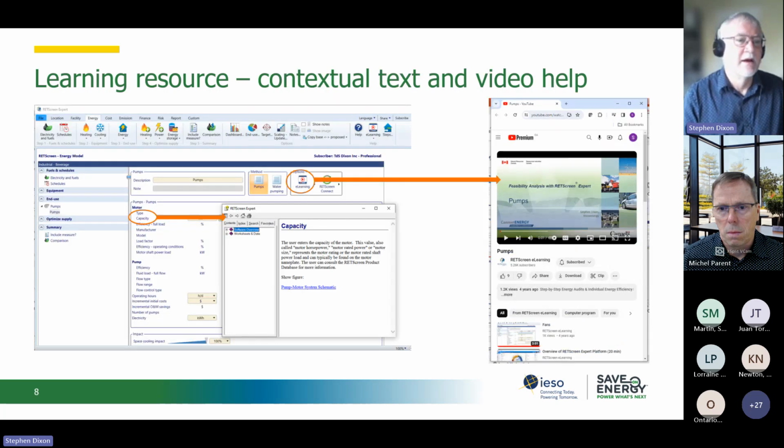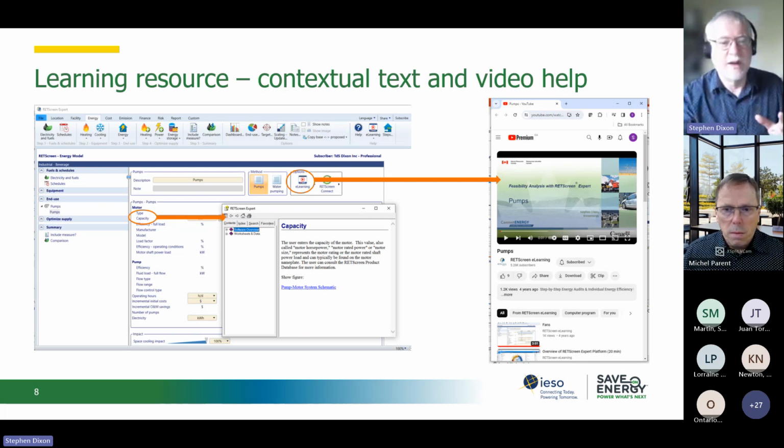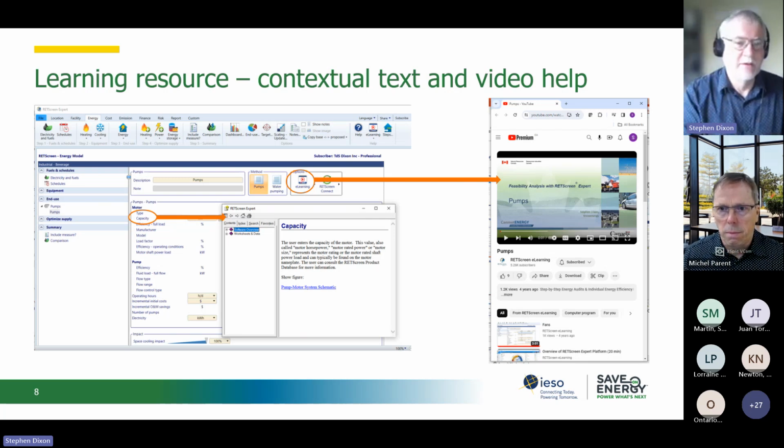In addition to that, there is contextual help within the software. So whenever you're in there, say you're looking at a fan system and you're wondering what they're talking about, if you roll over the label, you'll get the textual help there within context. At the top of most of these dialogues, there's also an e-learning button which you can hit, and it'll take you directly to RETScreen's YouTube e-learning site, with typically a video for that particular circumstance that you're in. So there's lots of online help available.